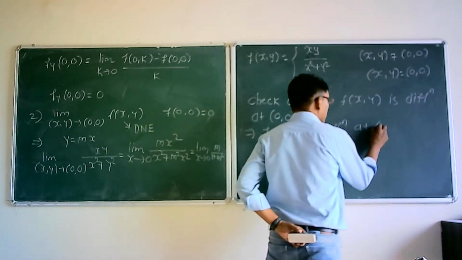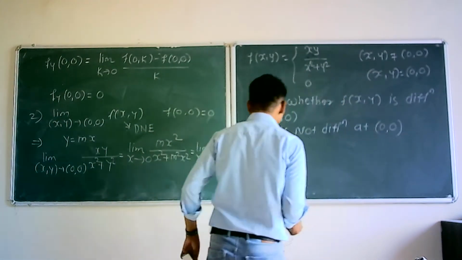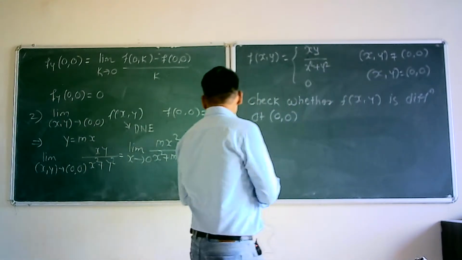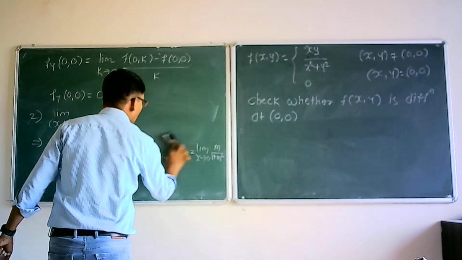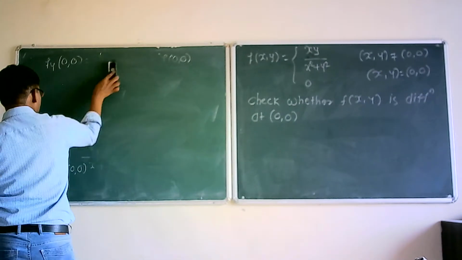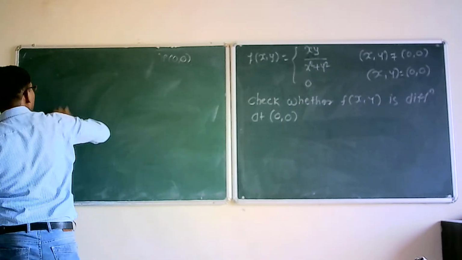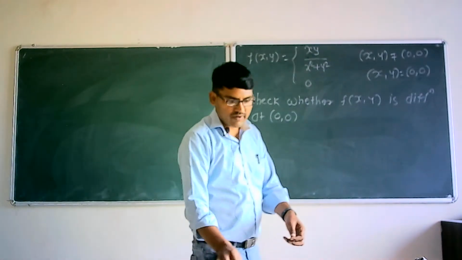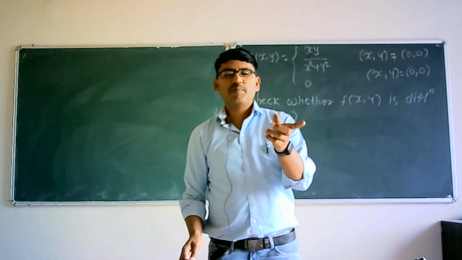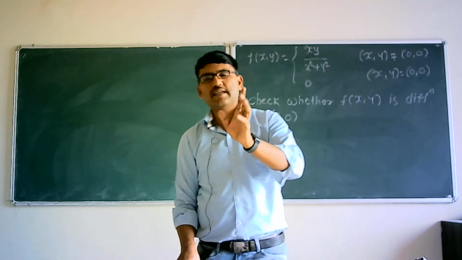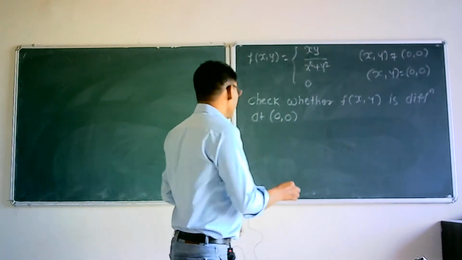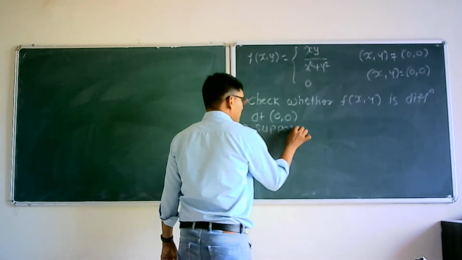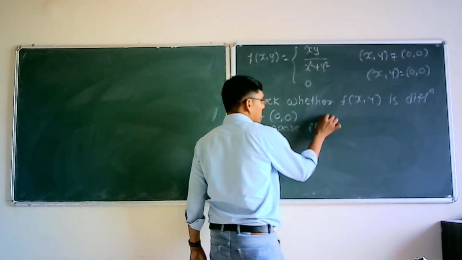Now if you want to apply the definition here, what is the second technique? If you don't want to apply the sufficient theorem, then what is the second method? Check whether you can express your increment function as ah plus bk plus h epsilon 1 hk plus k epsilon 2 hk. This is method number 2.